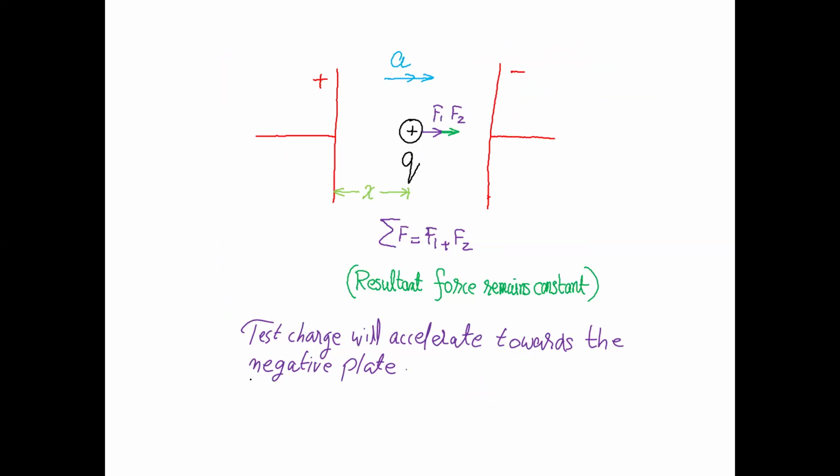Now, this is a situation where a positive charge is between the two plates. The positive charge will move towards the negative plate. It is being attracted; the left plate will be repelling and the right plate will be attracting. The test charge will accelerate towards the negative plate.